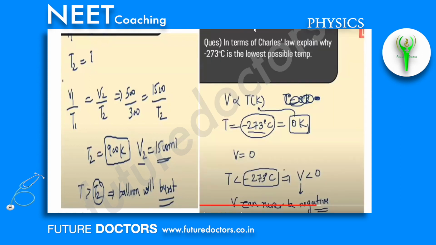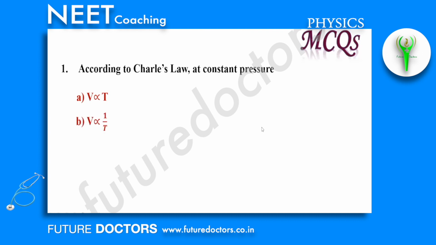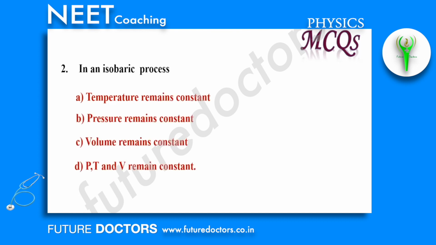Next question: in terms of Charles's law, explain why minus 273 is the lowest possible temperature. This is the lowest possible temperature. At 0 Kelvin, volume will be 0. Below this temperature, the volume will be negative, and volume cannot be negative. So this is the lowest possible temperature. You tell me the answer for this question. According to Charles's law, at constant pressure, volume is proportional to temperature. What is an isobaric process? Pressure remains constant.